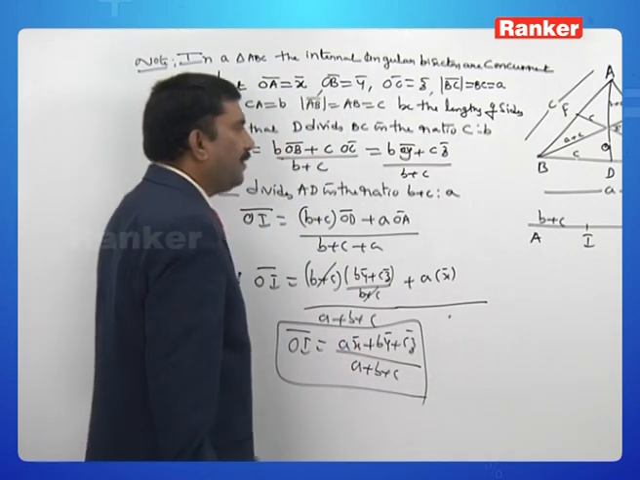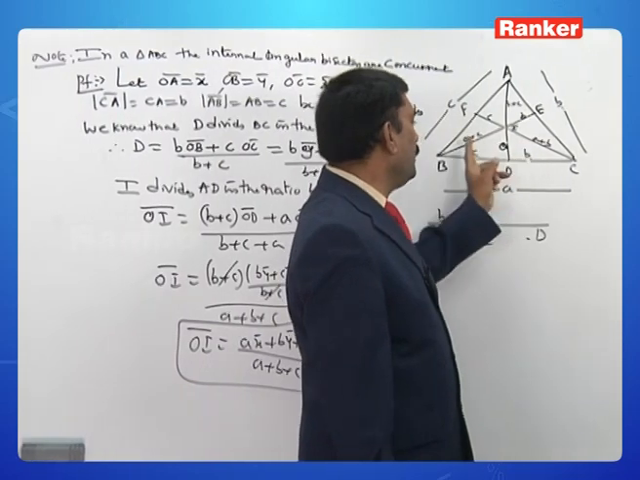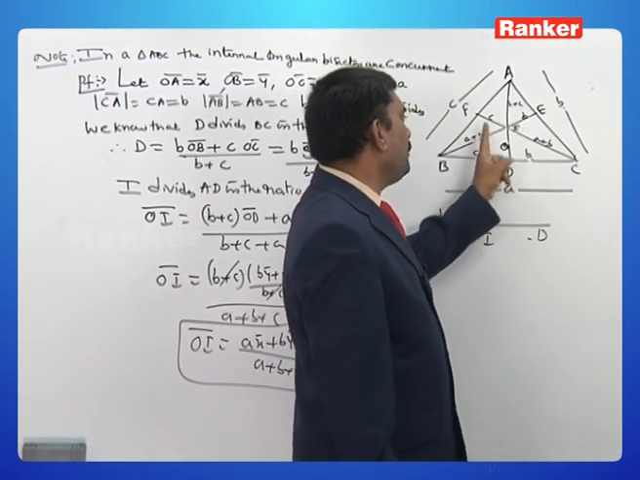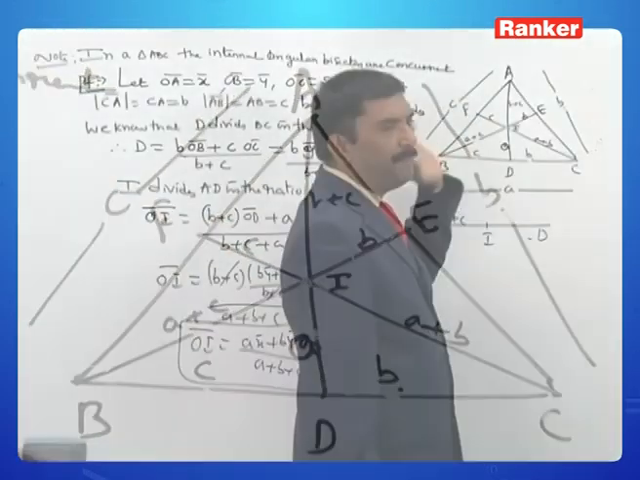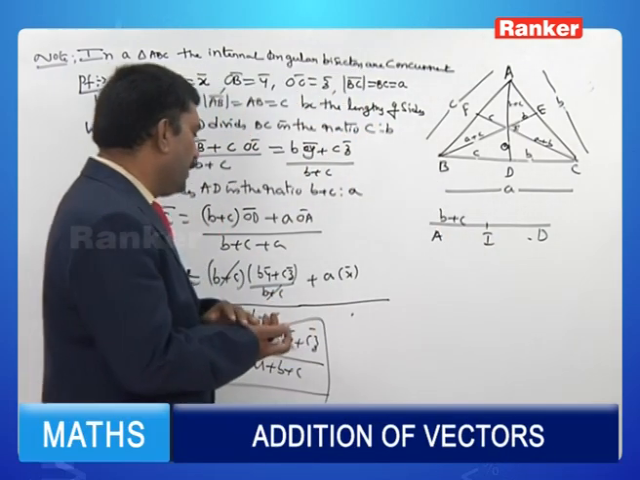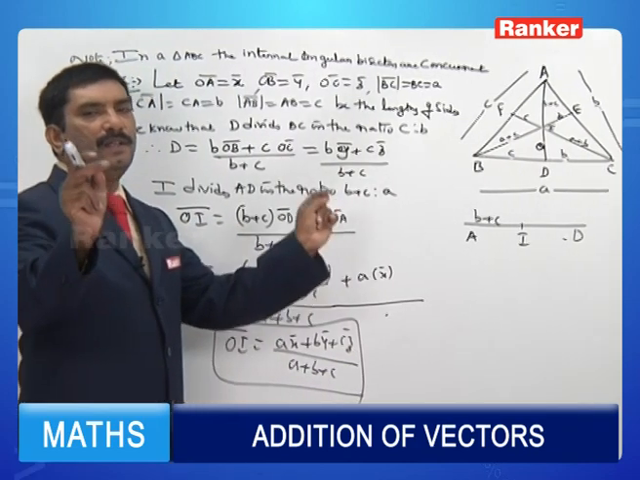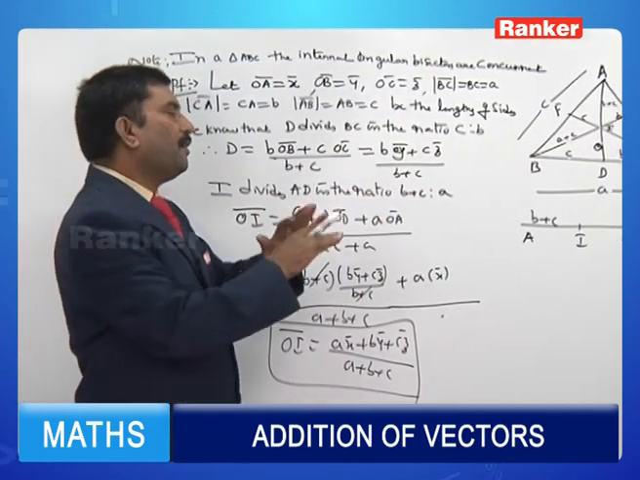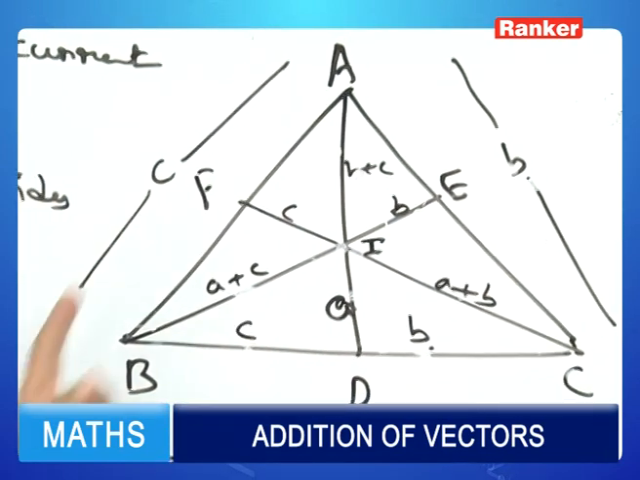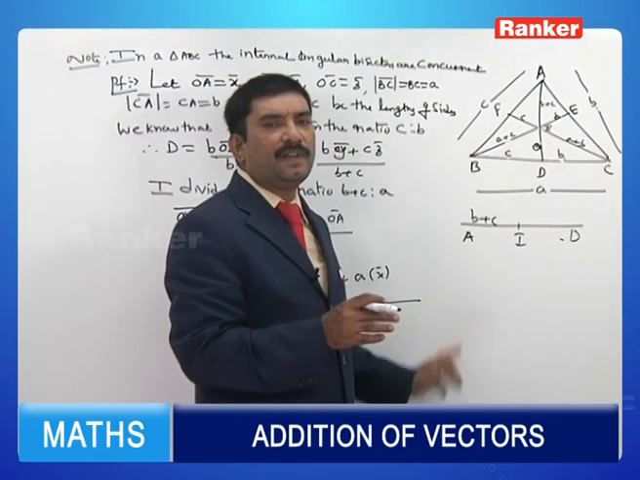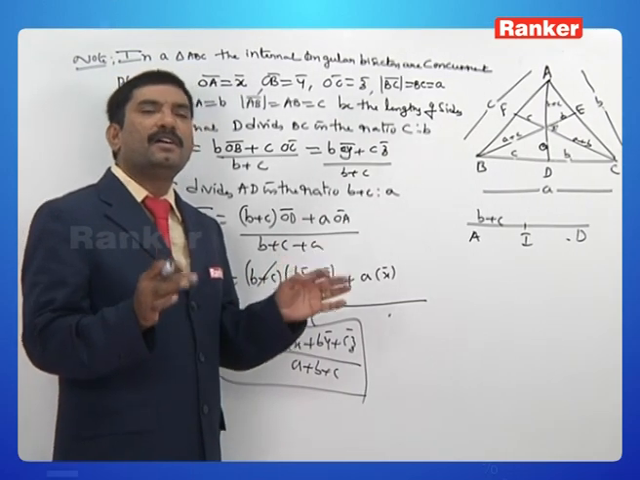Similarly, you can also find it for BE. You can also find it for CF by using the ratio. For BE, I divides in the ratio A plus C is to B. For CF, I divides in the ratio A plus B is to C. By using all these ratios of the sides, you get OI. It's the position vector of the incenter for all the three internal angular bisectors. Even for AD you get the same, for BE also you get the same, for CF also you get the same.